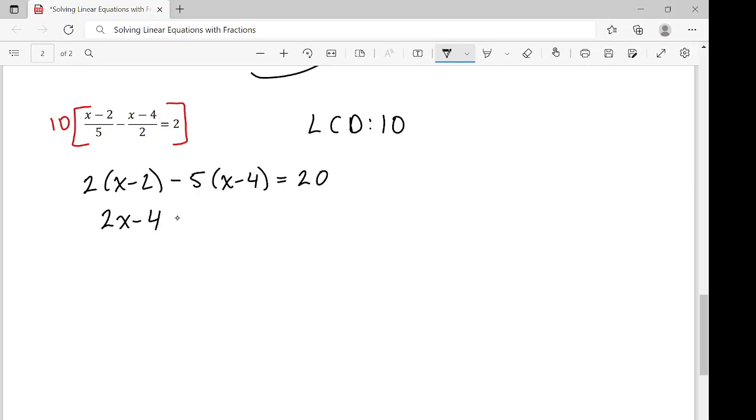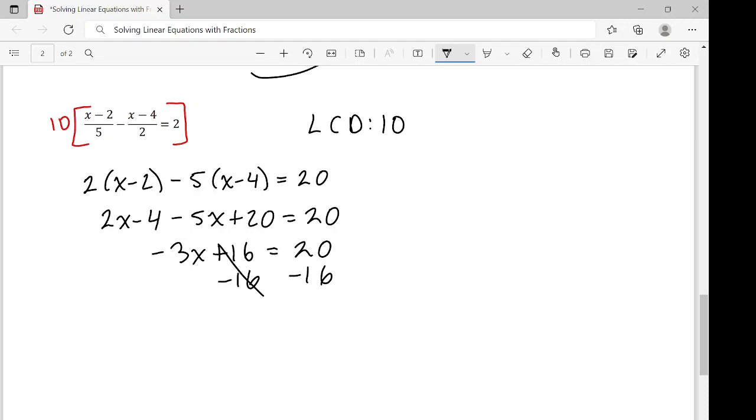Now distribute the 2 and the negative 5 inside the parentheses. 2x minus 4 minus 5x plus 20 equals 20. Combine like terms, the 2x and the negative 5x will give you negative 3x. Negative 4 and positive 20 is going to give you positive 16, and still equals 20. All the x's are to one side, so I'm now going to move the 16 over by subtraction. Cancels out, so negative 3x is going to equal 4.